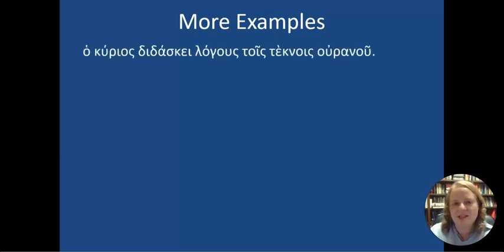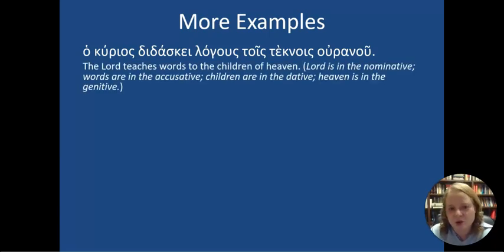How about this? Here's the sentence that says, ha kurios didaske logus tois teknois uranu. Got all of the different cases in this sentence. I'm going to find my verb first, which is didaske. He or she or it teaches. What can be the subject? It has to be the thing in the nominative. The only thing in this sentence that can be in the nominative is ha kurios. The Lord teaches words to the children of heaven. Lord is in the nominative.